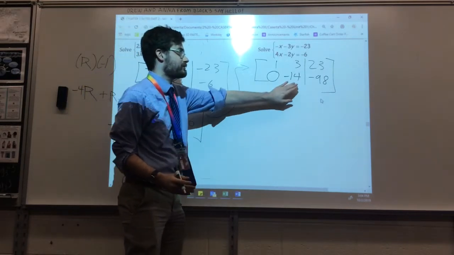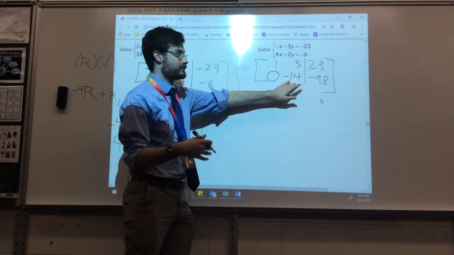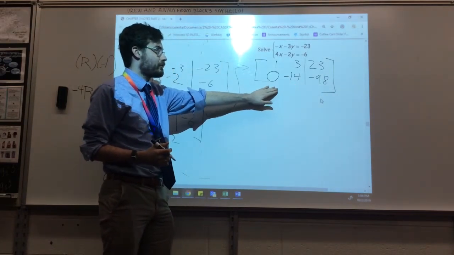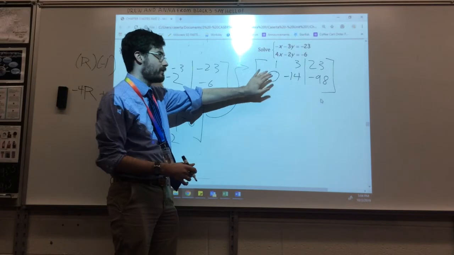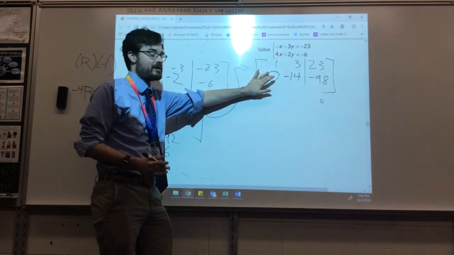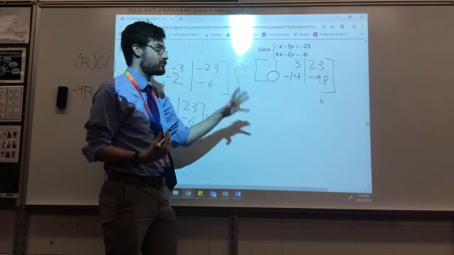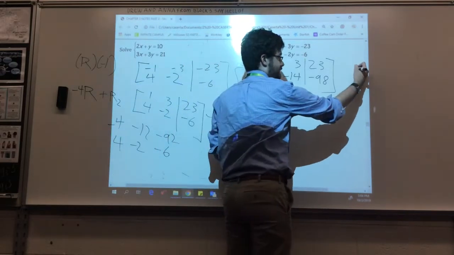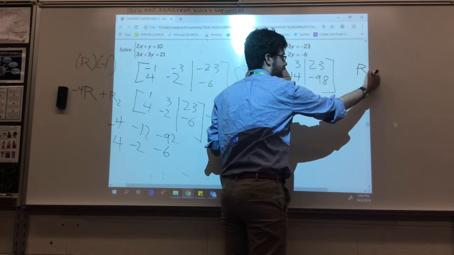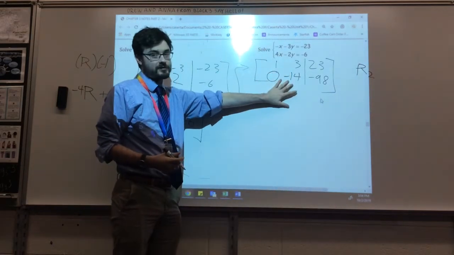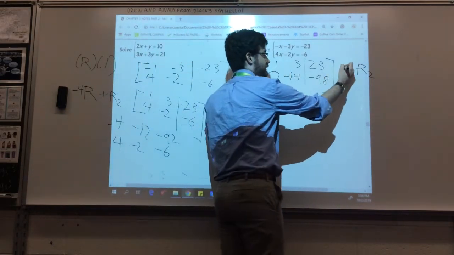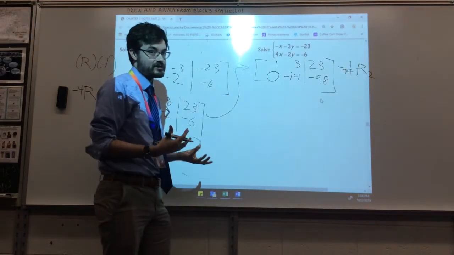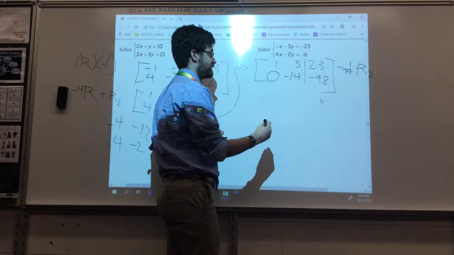My next goal is to turn this negative 14 into a positive 1. At this point, I want to think about multiplying because I don't want this 0 to change. If I add anything, I'm changing the 0. So I strictly want to multiply. So let's multiply this second row. Let's take row number 2, and multiply it by the inverse of negative 14, negative 1 over 14. Or in other words, let's divide every entry in our second row by negative 14.